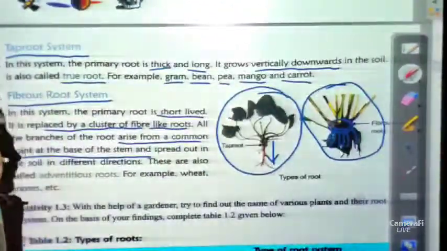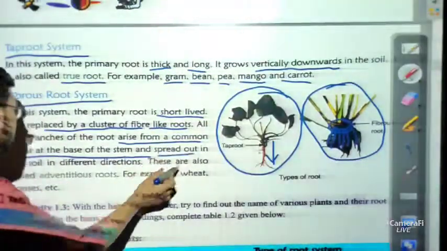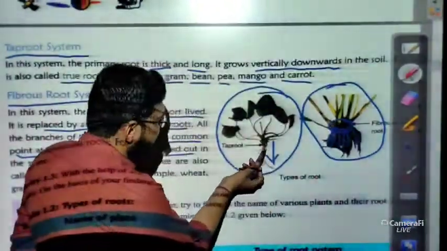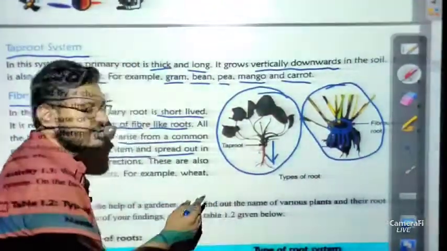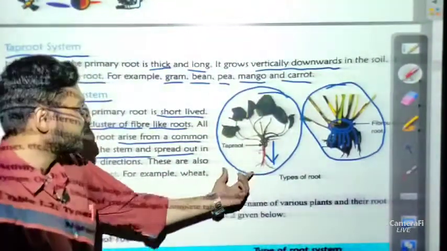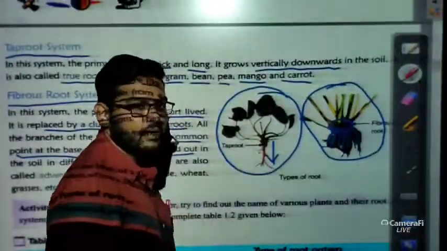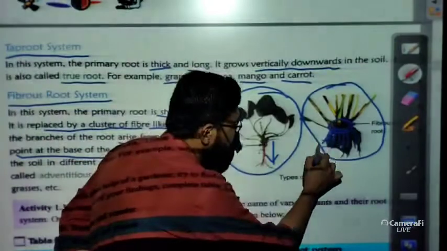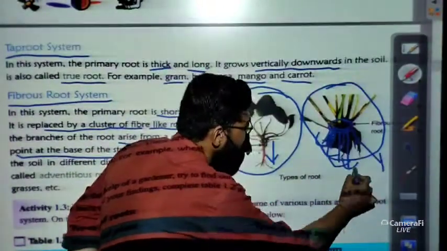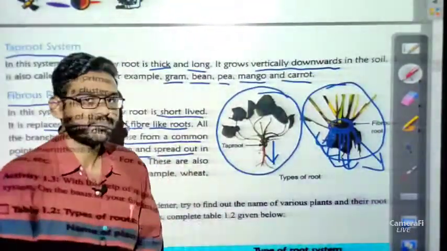Clear? So you can call it a fibrous root system, and these roots are spread out in the soil in different directions. Now you can see here that in the tap root system we have discussed that it goes vertically downward. I have given an arrow, just have a look. But in the case of fibrous root system, students, we can't tell in which direction it will go. You can see this will go this side, this will go that side, this will go vertically downward, this will go that side. So actually we can't predict in which direction it will go.